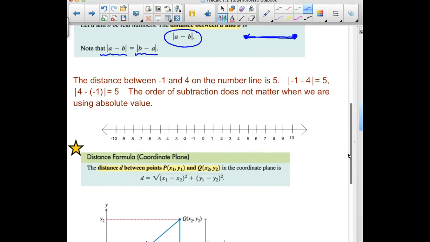So on a number line, if we are looking for the distance between -1 and +4, just counting spaces, we would get 5 units. And if we look at our formal definition here, we're saying the absolute value of the difference between those two numbers. So -1 minus 4 would be 5. It is the same as looking at the difference between 4 and -1 in that order.